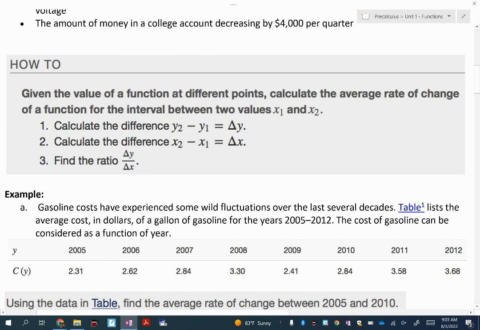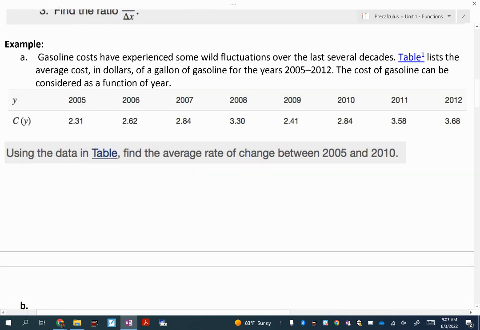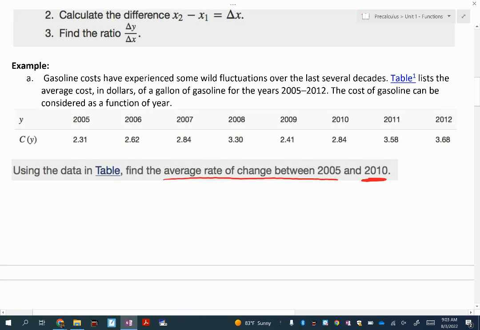Now, how to actually calculate this. You need to first find your values for your outputs and your inputs. Once you have that, you're going to use that formula up there, which is, again, just the slope formula, to find that rate of change. So let's do an example about gasoline costs, which is very appropriate right now since gasoline is very expensive. It's asking us to find the average rate of change between 2005 and 2010. When they give me those years, they're telling me the first thing I should do is figure out the actual ordered pairs for this formula that I'm going to use.